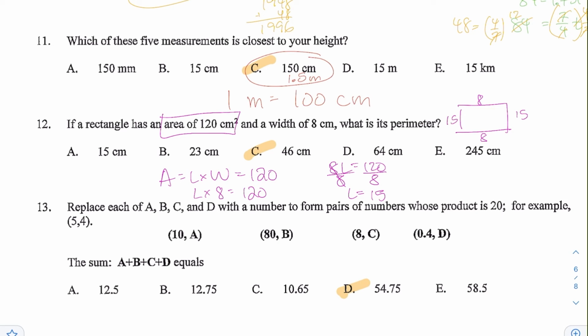So here to find the perimeter, you would just have to add the widths and add the two lengths, or just do 2L plus 2W. That's going to be 15 times 2 or 30, plus 8 times 2 or 16, and that's going to be 46. Choice C.